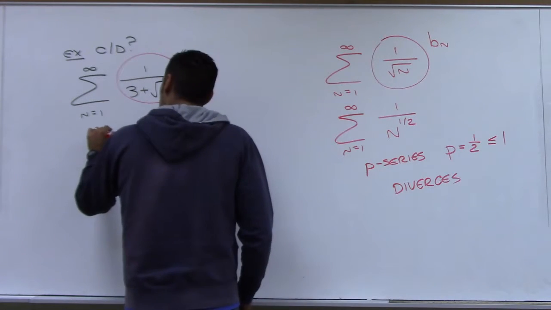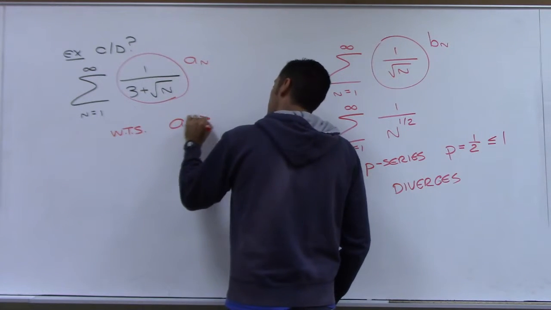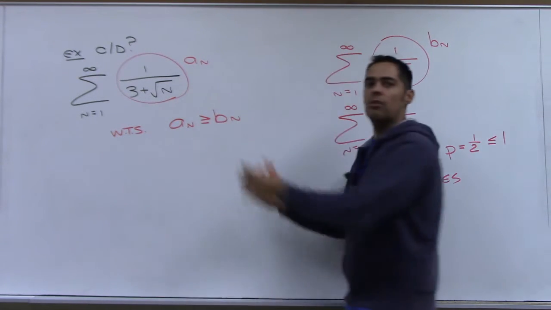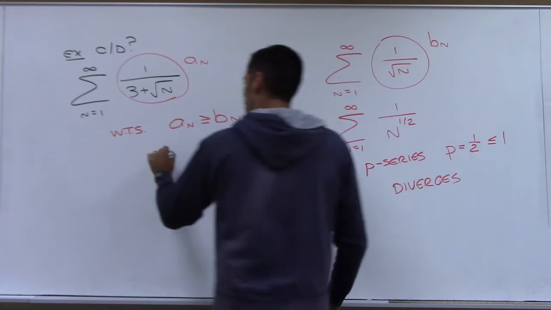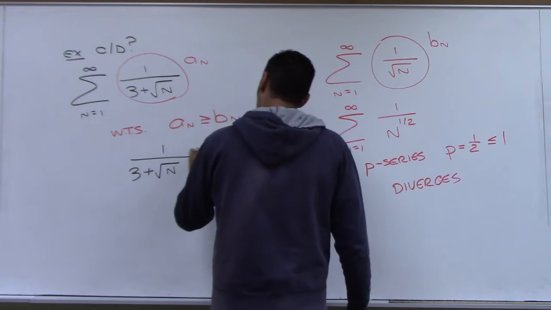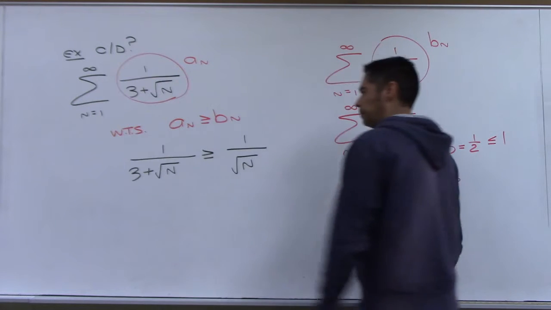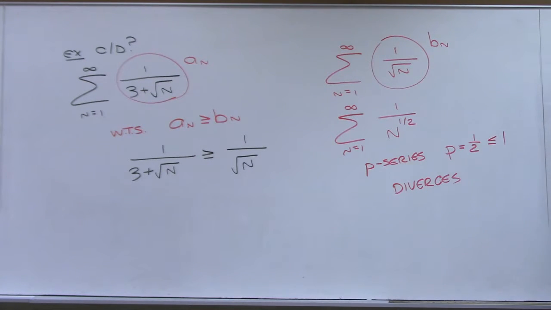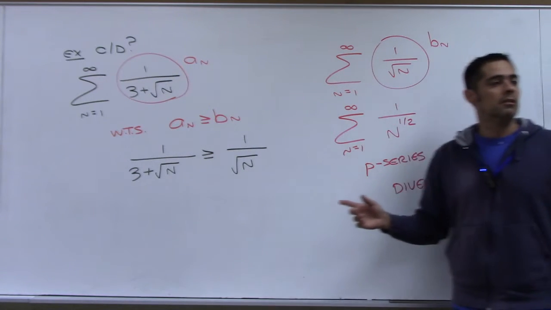And so what is it that I want to show? I want to show a sub n is greater than or equal to b sub n eventually. As n gets big, that inequality will hold. So I want to show that 1 over 3 plus root n is greater than or equal to 1 over root n. That's what I want. Because this is divergent, I have to show that inequality as opposed to the other one. Questions?